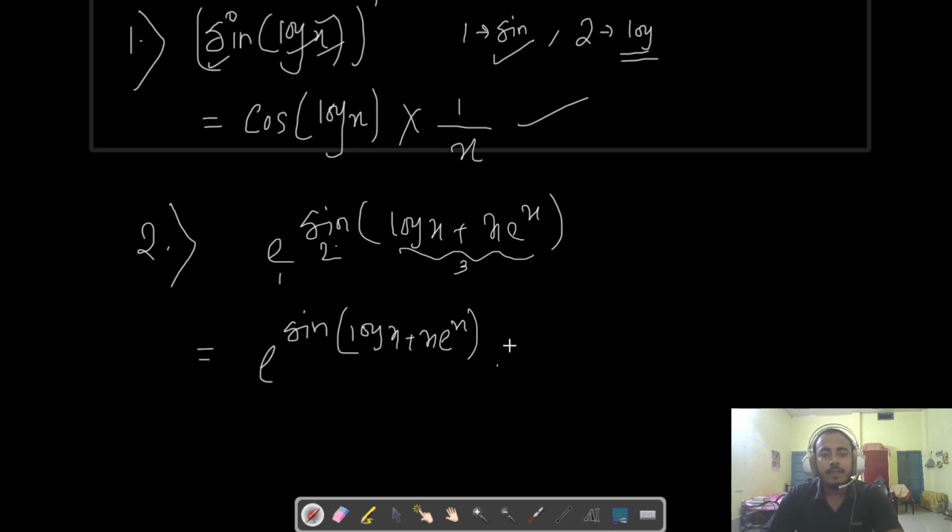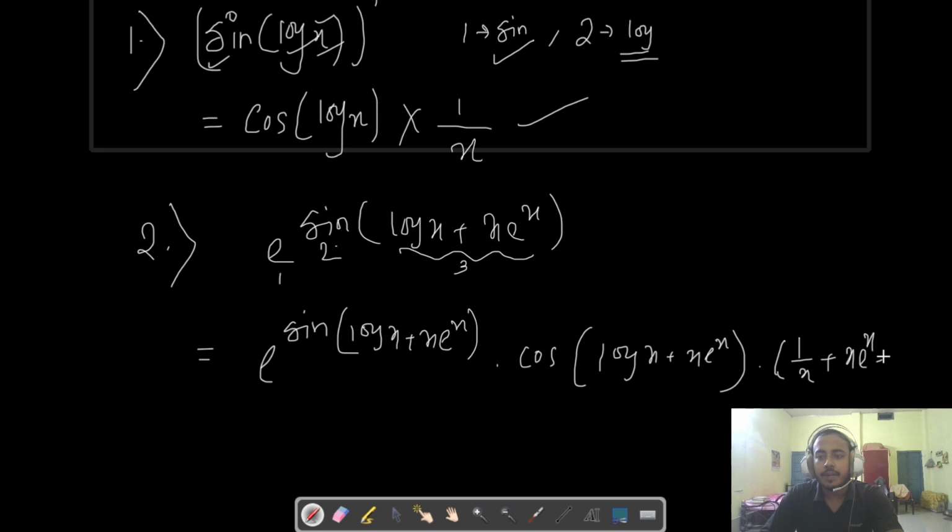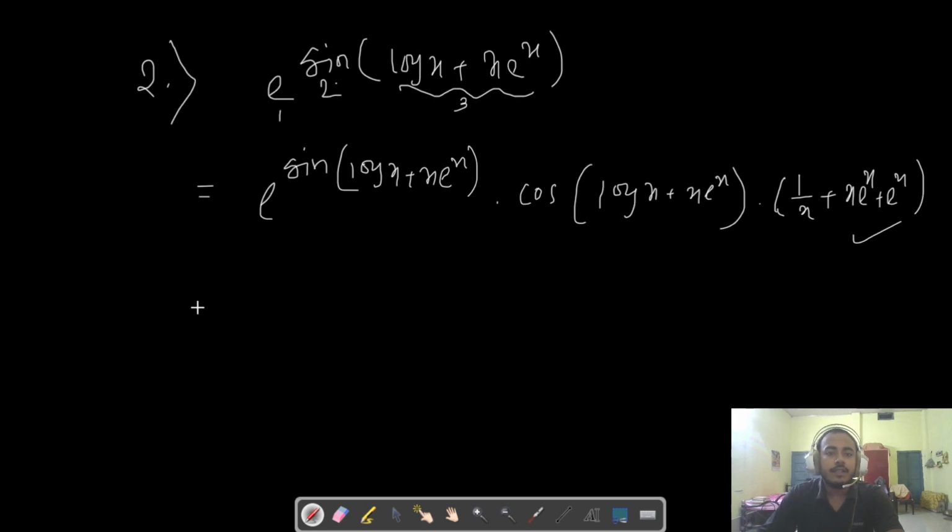The derivative of sine is basically cos. So cos of, right, whatever was inside sine. So this was, I think, log x plus x e to the power x, which is our third function. So you see there's a plus in between. So we can do 1 by x plus, and now x into e to the power x will follow the rule for multiplication. This would be x into e to the power x plus e to the power x, and we are done with our question. Let's see another one.